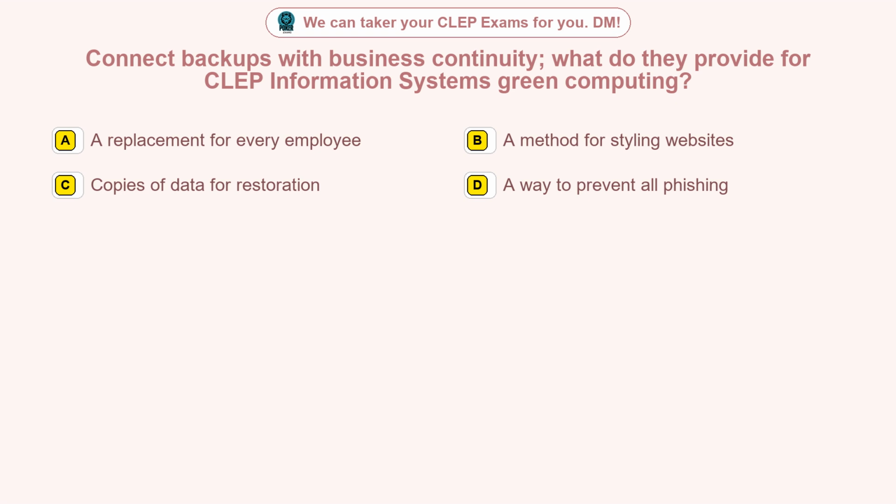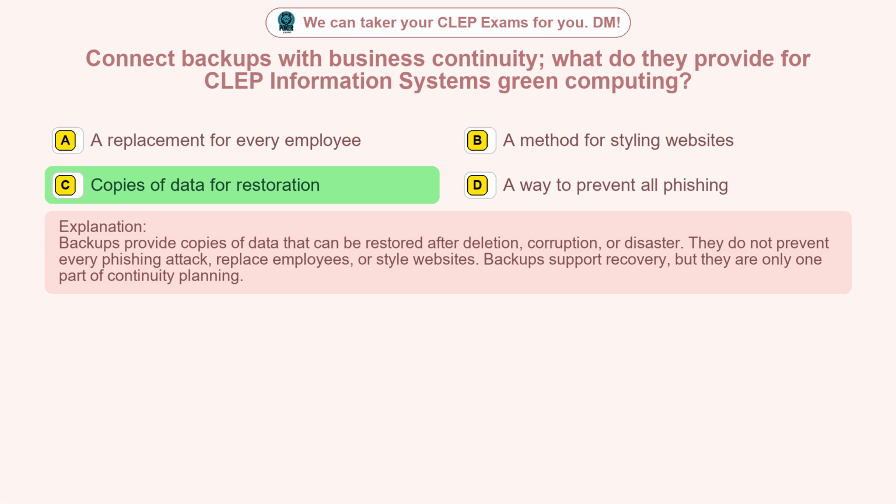Option B. A method for styling websites. Option C. Copies of data for restoration. Option D. A way to prevent all phishing. The correct answer is option C. Copies of data for restoration. Backups provide copies of data that can be restored after deletion, corruption, or disaster. They do not prevent every phishing attack, replace employees, or style websites. Backups support recovery, but they are only one part of continuity planning.